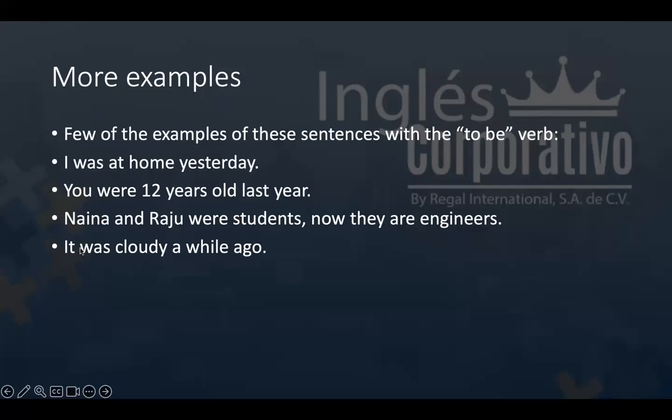Where? It was cloudy a while ago. Do you know what is a while? ¿Ustedes saben qué es a while? Mientras. Momento. While es mientras, tiene muchos significados, ¿ok? Es mientras, pero es un rato, hace un rato, dice acá. Estaba nublado hace un rato. A while ago es hace un rato, ¿ok?